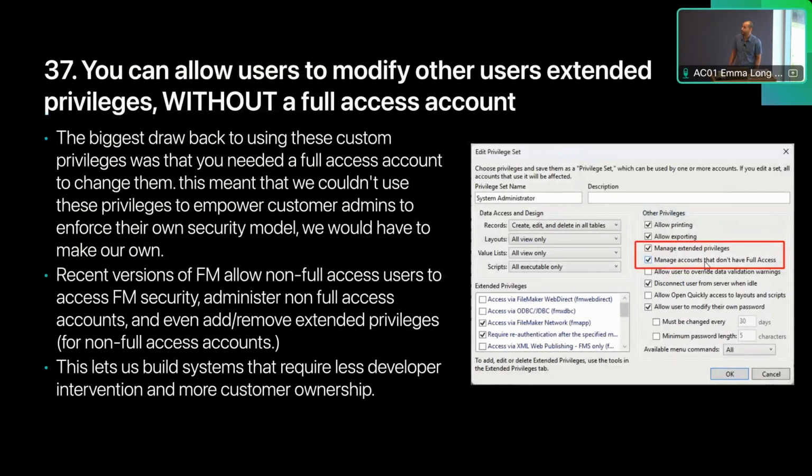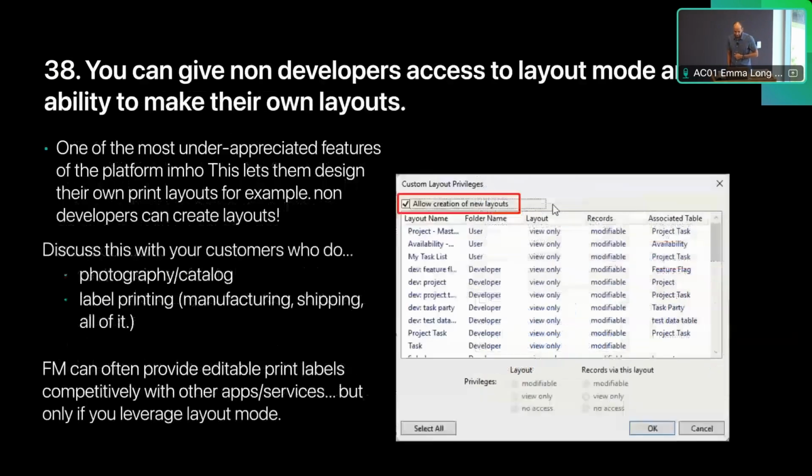However, in recent versions of FileMaker, we now have the ability to allow certain users to manage the extended privileges of others. So you can take advantage of what FileMaker gives you and just use those wonderful extended privileges that are already built for you. Those two checkboxes are the ones that matter. That will allow them to administer non-full access accounts and also manage extended privileges. So if they get a new user, oh, you need to be able to add invoices now? Okay, let me give you that extended privilege. Doesn't require a developer.